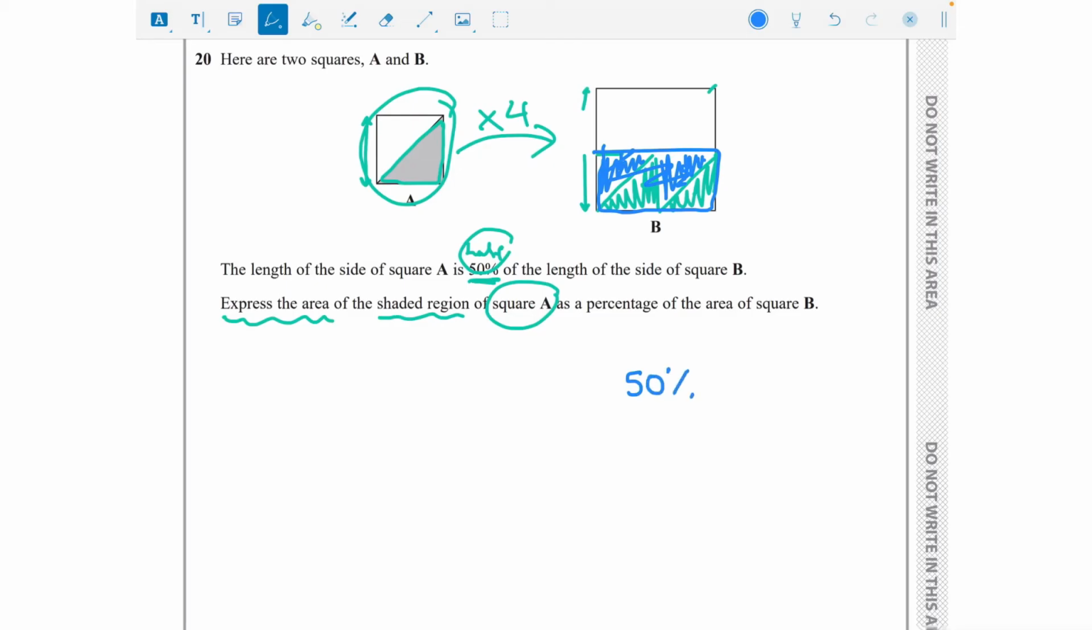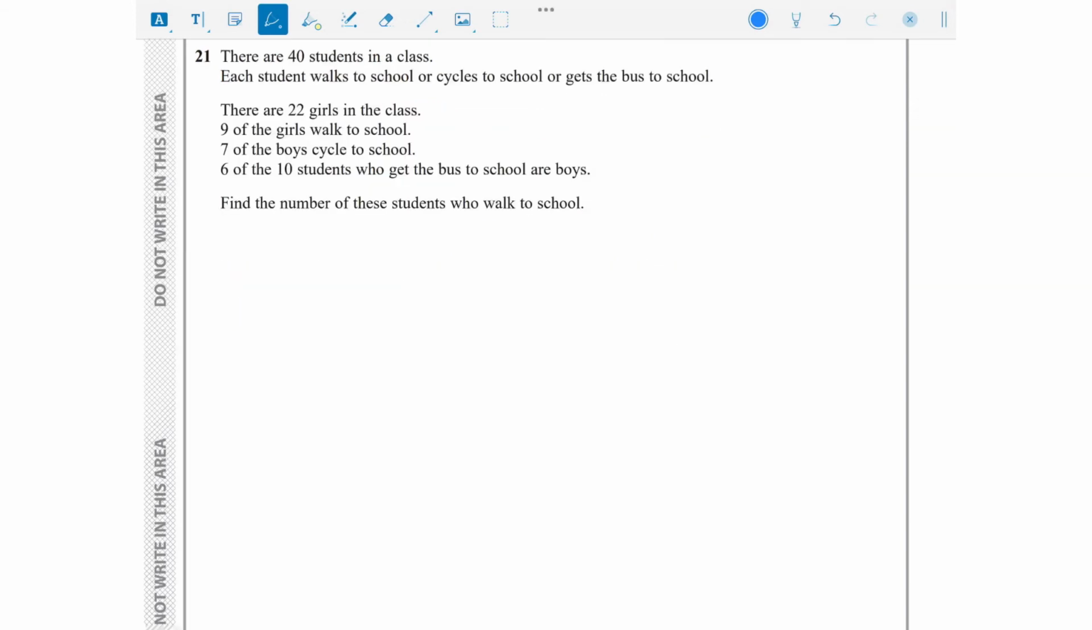That's the way it makes most sense in my head to draw it. So all of those would go together, the area of the shaded region of square A as a percentage of the area of square B, so 50% is our answer.